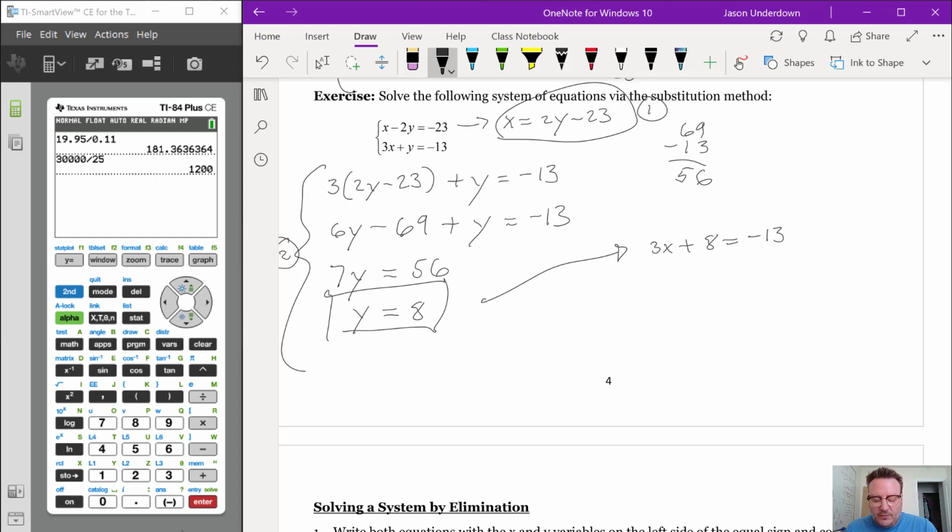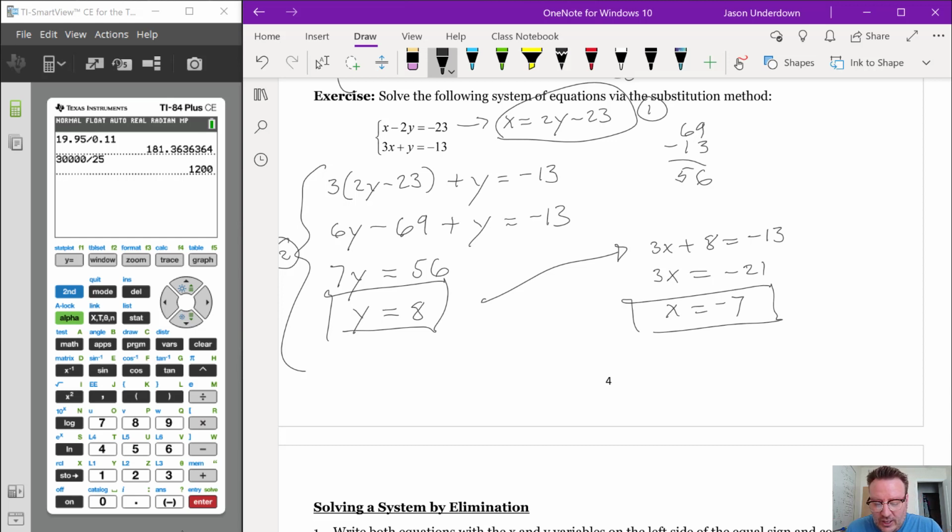And again, just like in step 2, I got an equation with just one variable in it, but this time the variable is x. I subtract 8 from both sides. Let's see. Negative 13 minus 8 would be negative 21. So I have negative 21 on the right-hand side. Divide both sides by 3, and I get x is equal to negative 7.